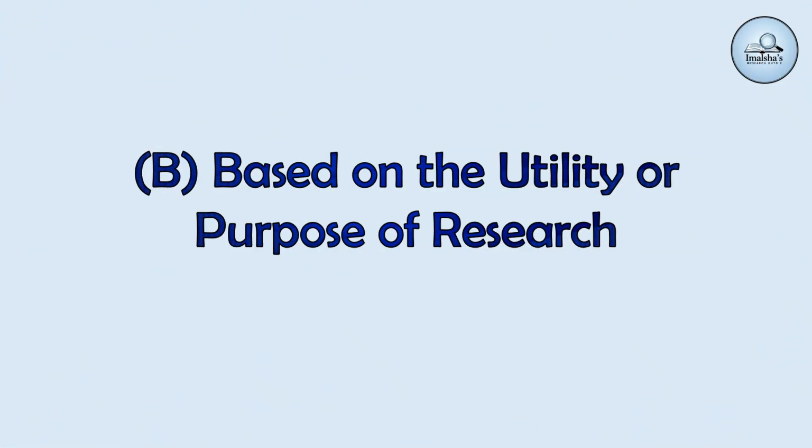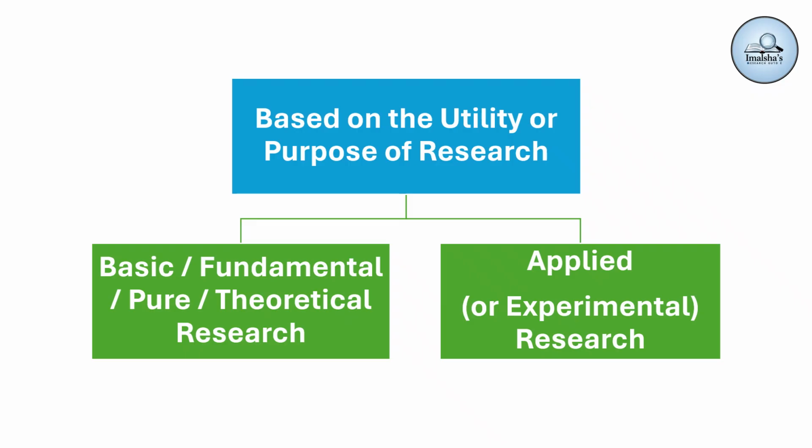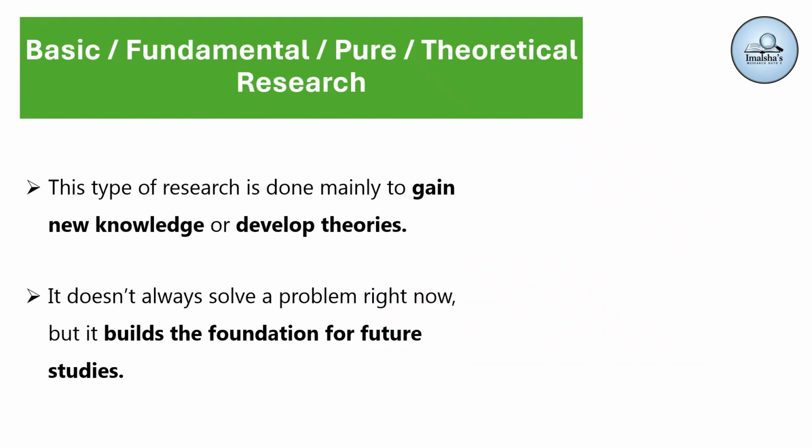Based on the utility or purpose of research. The second way we can classify research is based on why we do it. Basically, it is purpose or usefulness. In simple words, what is the research for? There are 2 main types here: basic, fundamental, pure or theoretical research, and applied or experimental research.